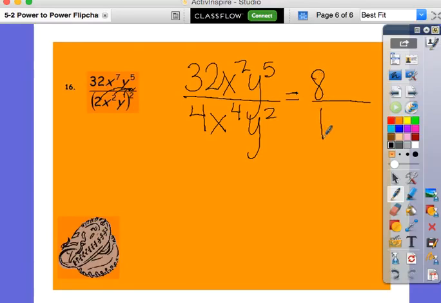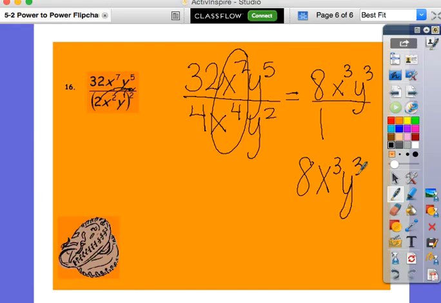And then when you look at the terms with the x, good, the x goes in the numerator. 7 minus 4 is 3. And then the y, and 5 minus 2 is 3. And because everything ended up over 1, you really need to drop the over 1 and write it this way. Very good.